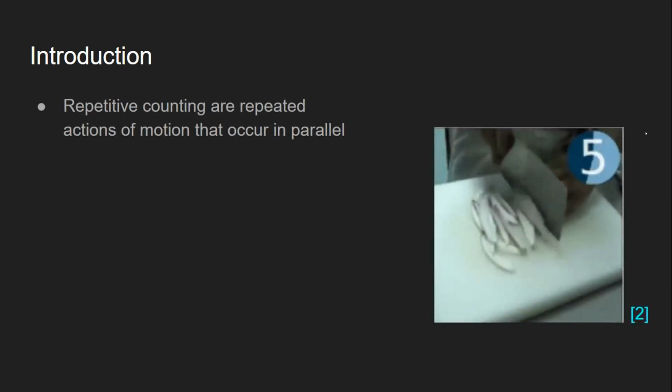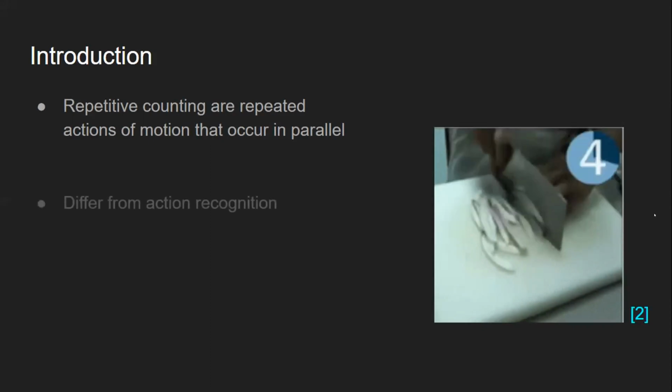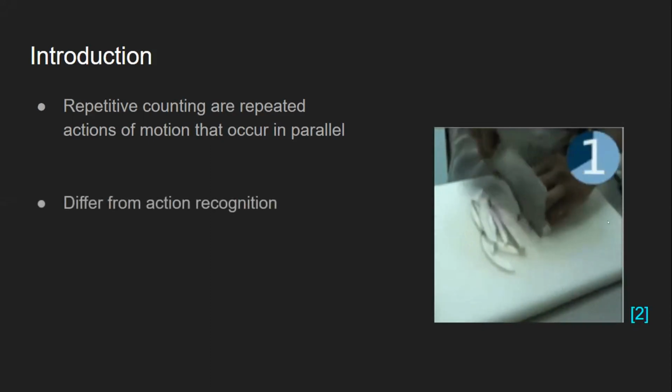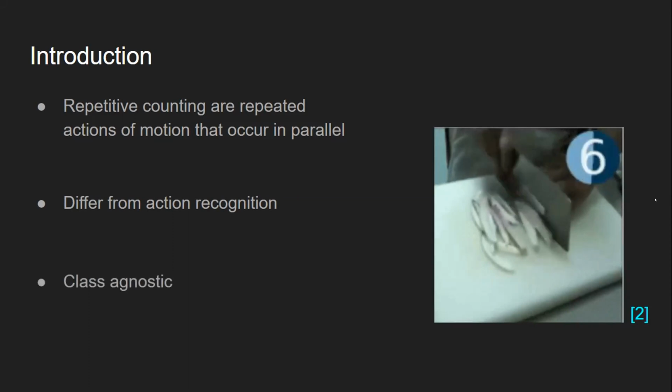So for example, this person chopping here, we want to look at how often he is actually doing that repetitive action. It's very different from action recognition because we're not really looking at what he's doing. We want to know how often he's doing it. And we're not looking at what type of object it is; it's class agnostic.